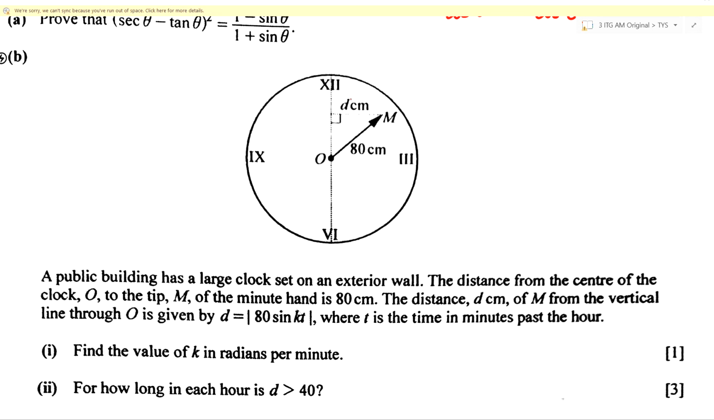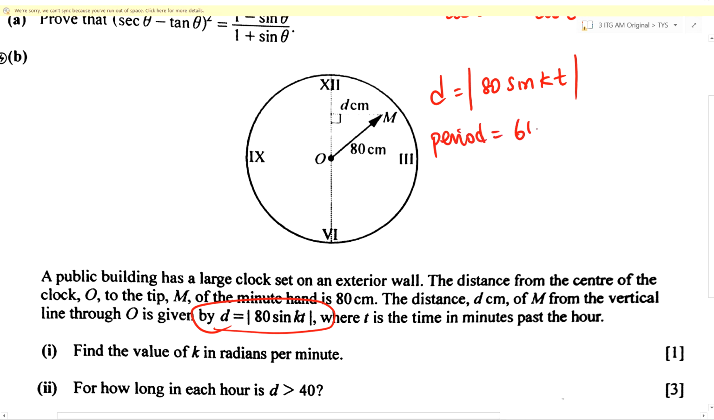To find the value of k, let's examine this equation over here. D equals modulus 80 sine kt. What is the period of one cycle? How long does it take to complete one cycle? So yeah, 60 minutes. So the period is 60 minutes.